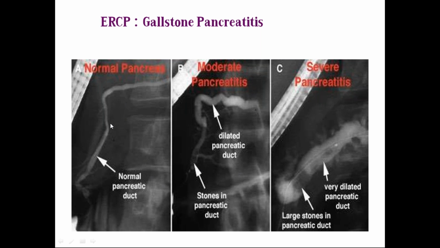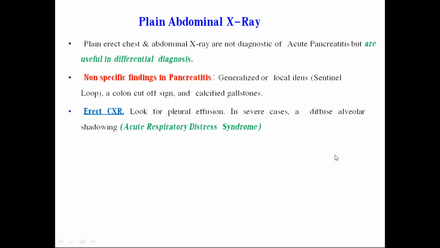This image shows a normal pancreatic duct. In case of moderate pancreatitis, there could be dilatation of the duct. In severe cases, there could be dilatation and some calcium foci can be seen in the duct, like pancreatic stones.